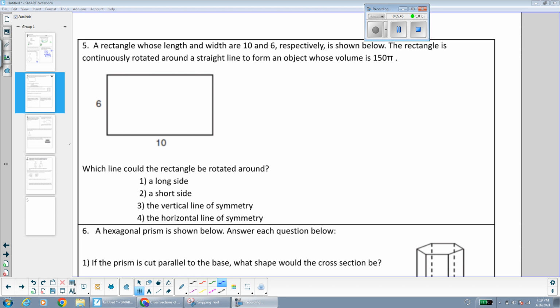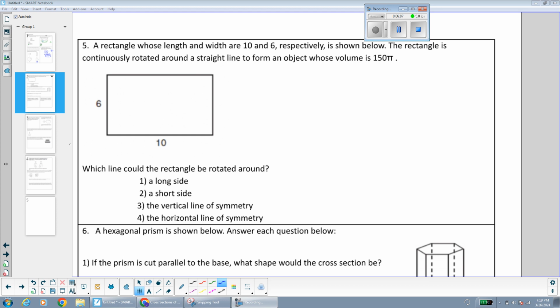The next question is talking about rotating a rectangle around a straight line. If you rotate the rectangle around a straight line, the 3D solid that's going to result is going to be a cylinder. And you can think of a piece of paper. If you fold a piece of paper, it will become a cylinder.